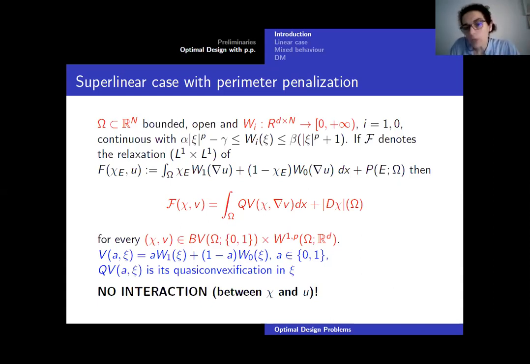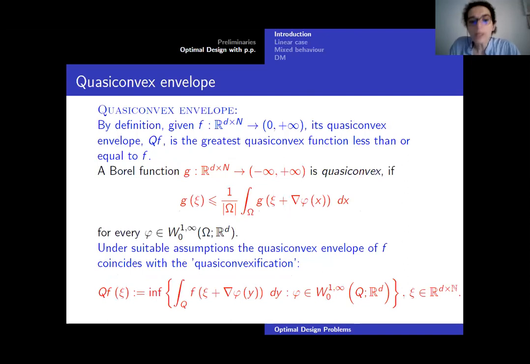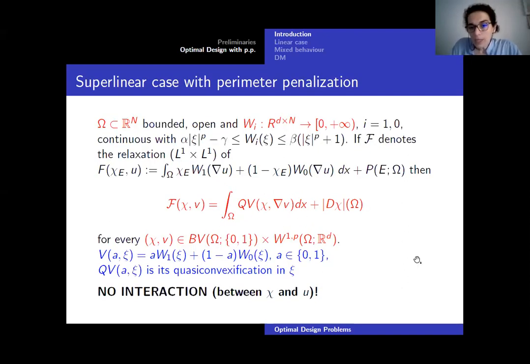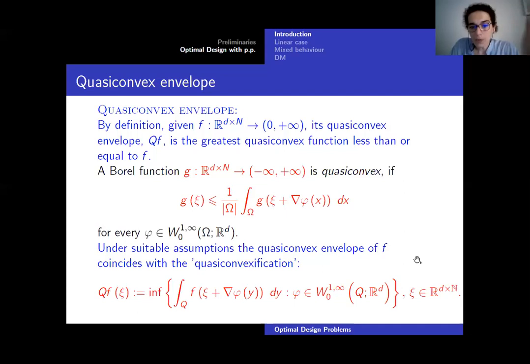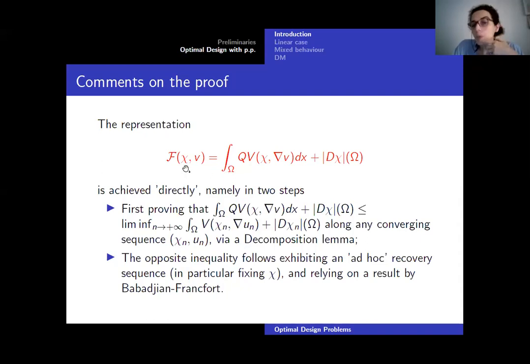The other question is, okay, it's a nice conjecture, how to prove it? And what is this QW I just said? If you want, I can go back, but it should be pretty standard so far. The point is how to obtain this representation? Well, the idea was to get a double inequality. So first we proved that this energy here is always less than or equal to the lim inf along any converging couple chi_n, u_n towards chi, u.